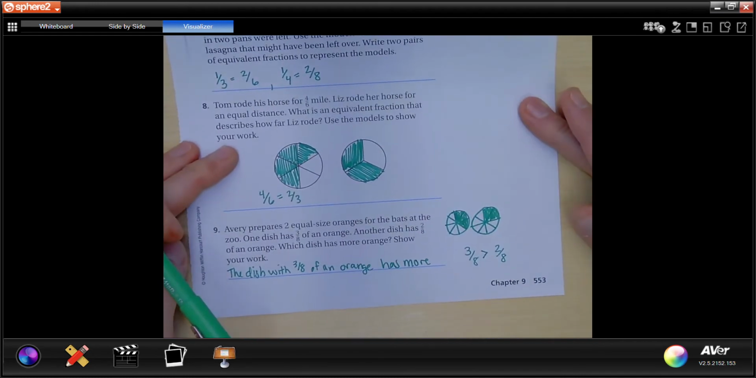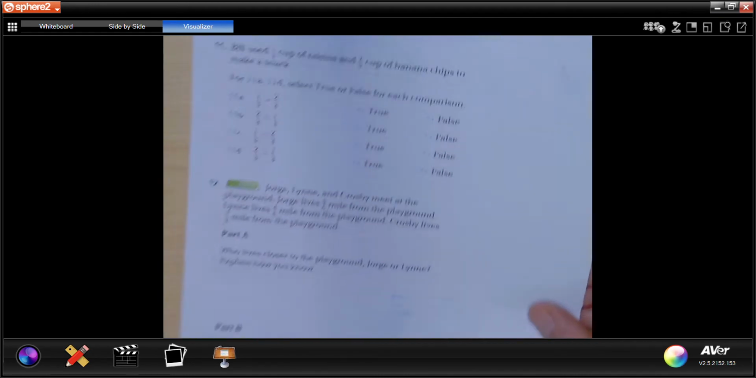Alright, let's turn to page, oh here, just in case you didn't see. Alright, page 554.